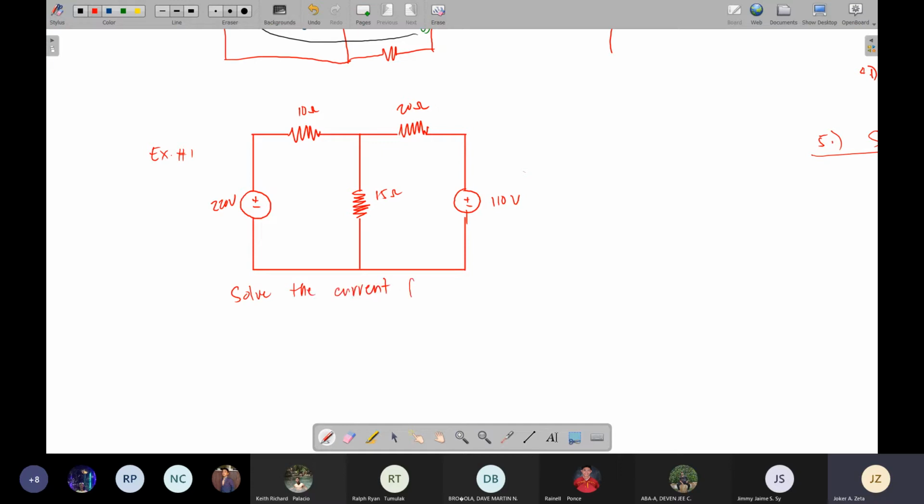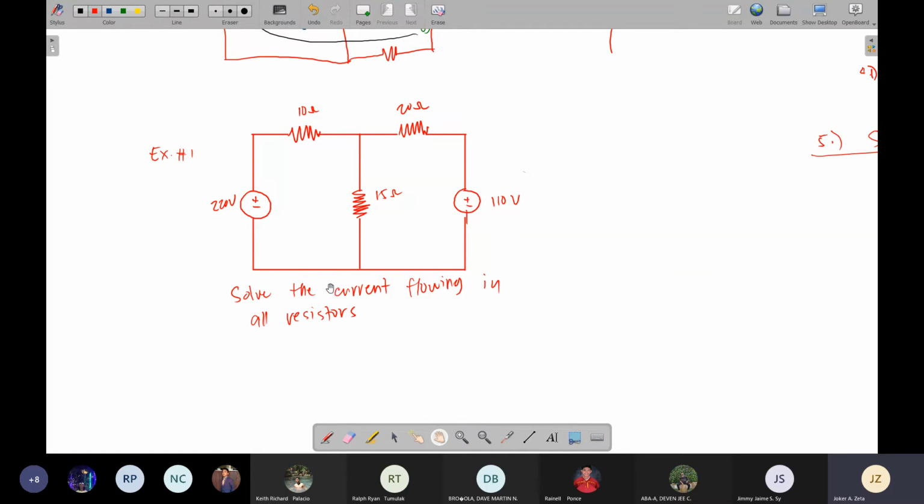flowing in all resistors. So, pila may current nga moagi sa kada resistor at this moment. So, these are your supply, 220 volts or 110 volts. These are your sources, 10 ohms, okay, 20 ohms, and 15 ohms. Okay, now, sige, we're going to apply the steps I have given you into Kirchoff's Law.